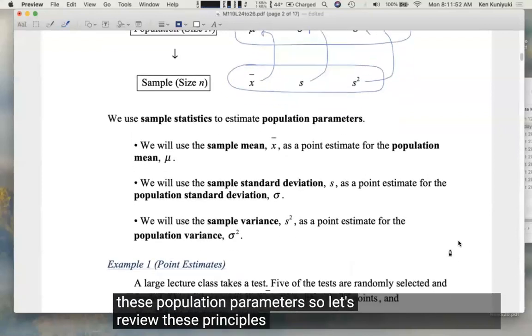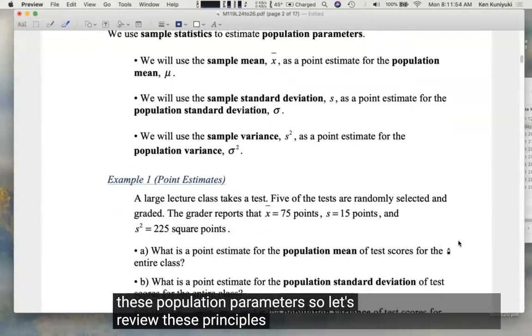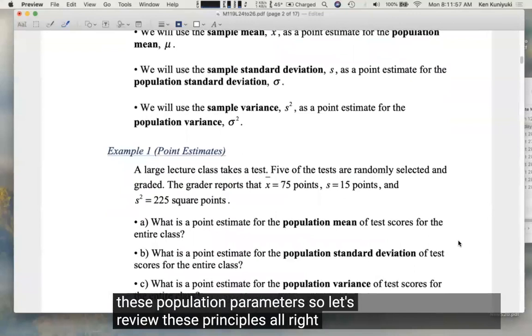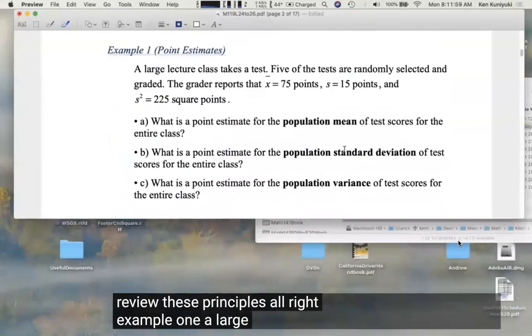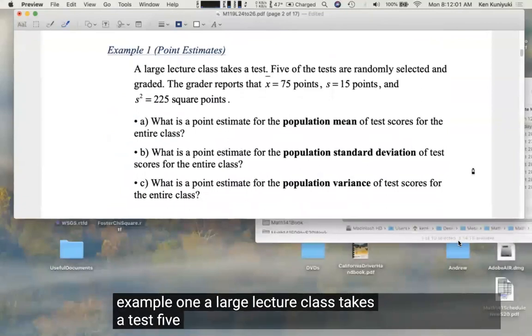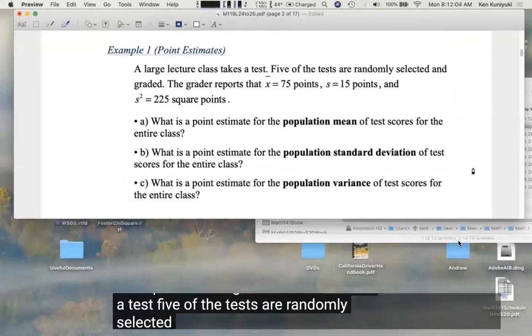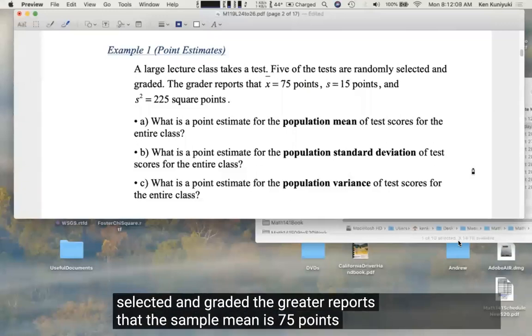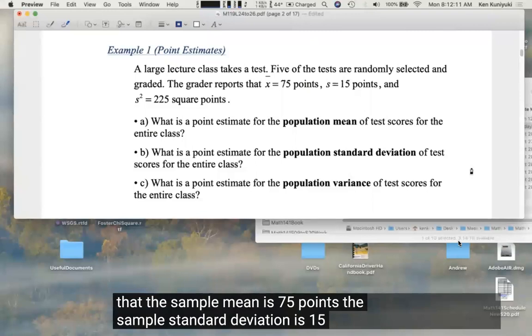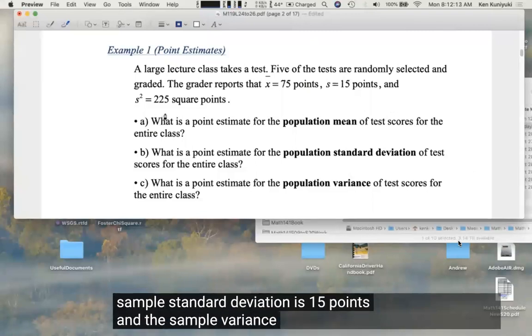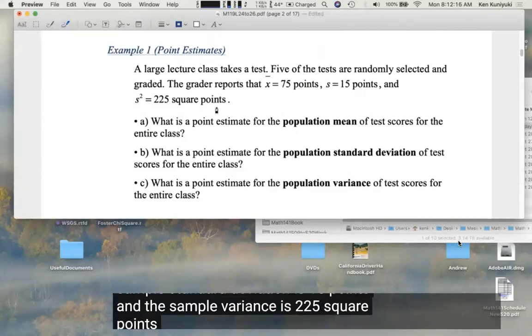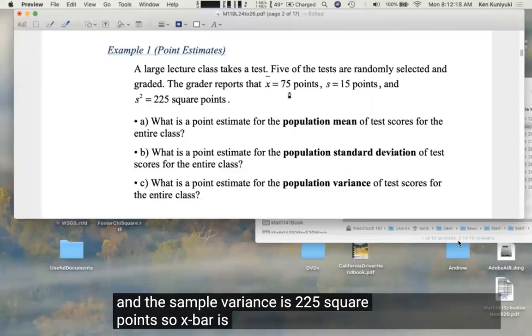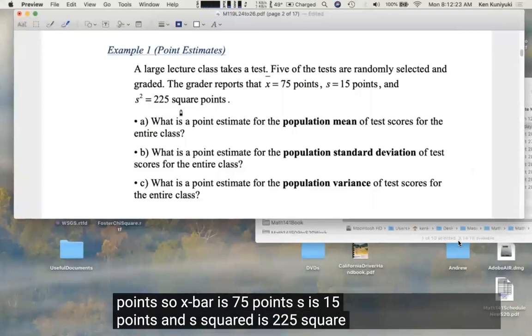So let's review these principles. All right. Example 1. A large lecture class takes a test. 5 of the tests are randomly selected and graded. The grader reports that the sample mean is 75 points, the sample standard deviation is 15 points, and the sample variance is 225 square points. So X bar is 75 points, S is 15 points, and S squared is 225 square points. I know that's a weird unit.